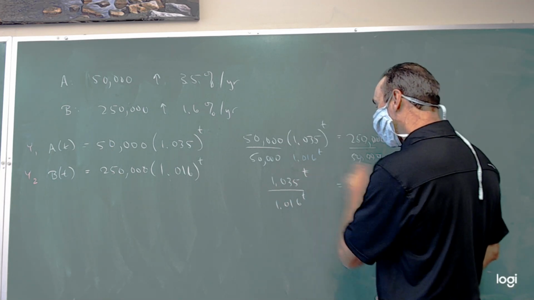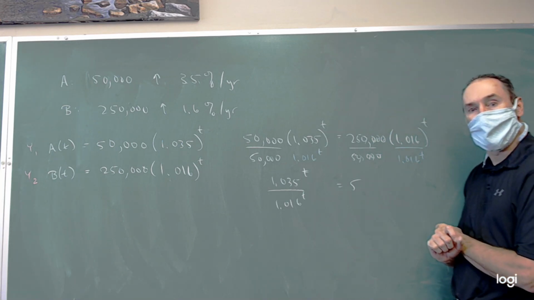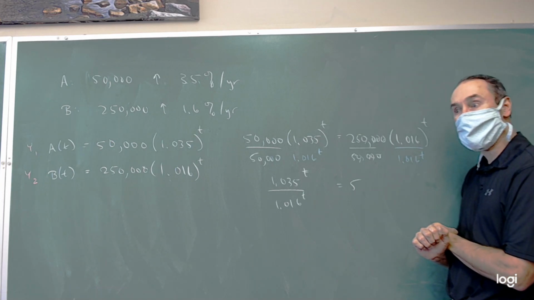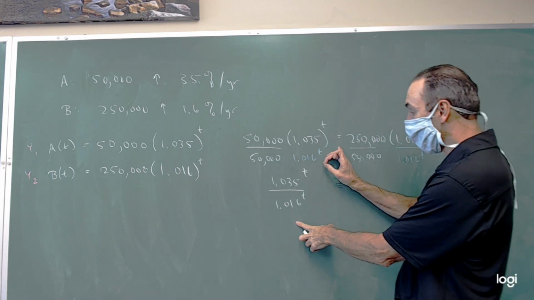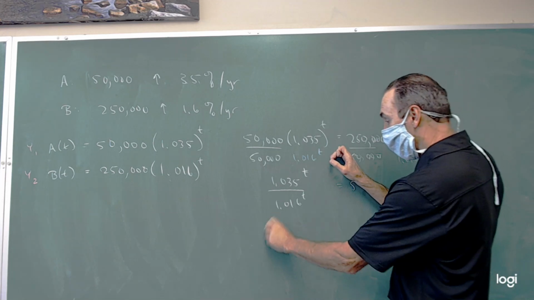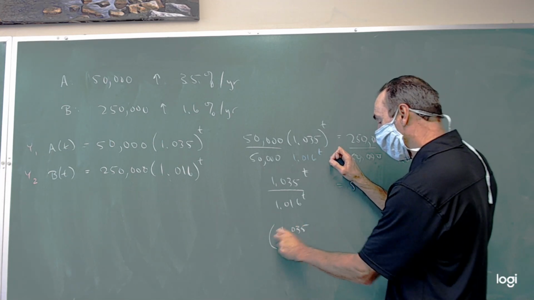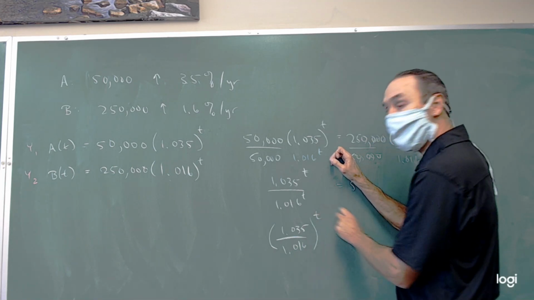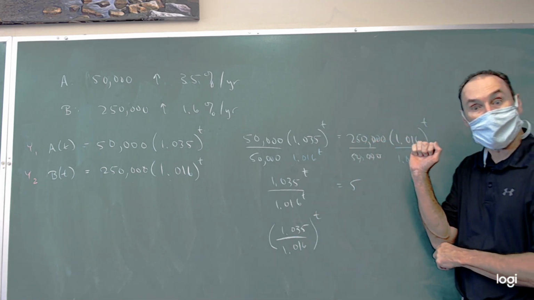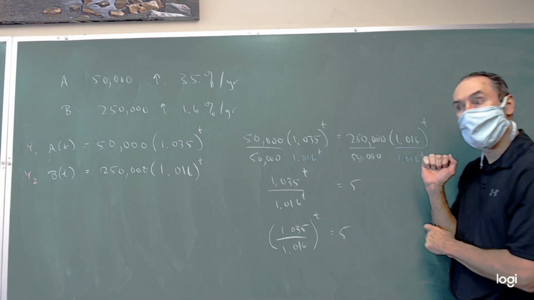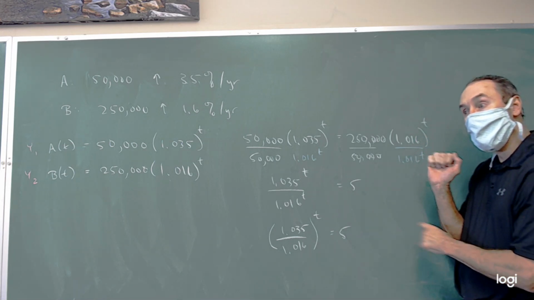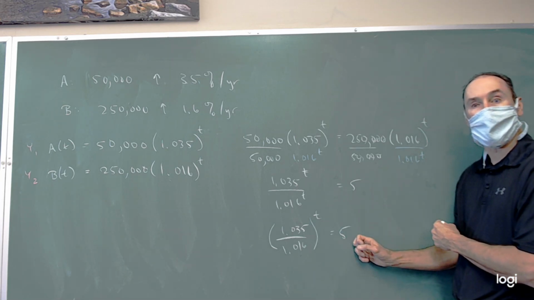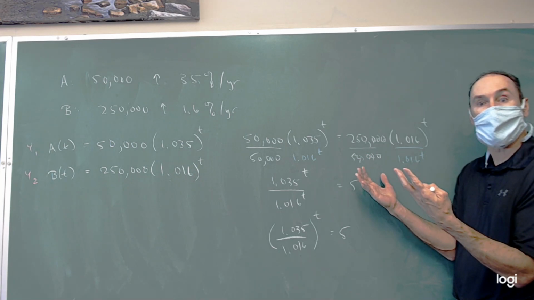So now we're thinking hard. We're squinting at that 1.035 to the T over 1.016 to the T, and we can kind of pull that out and write it as 1.035 over 1.016, to the T power. You with me there? Equal to 5. So we've maneuvered it into just one thing raised to the T equals that. And now we know how to solve this problem.